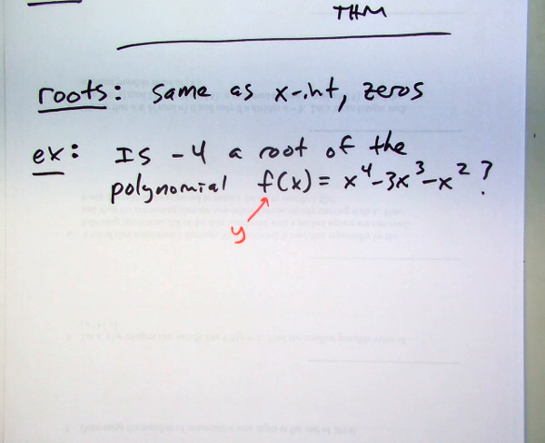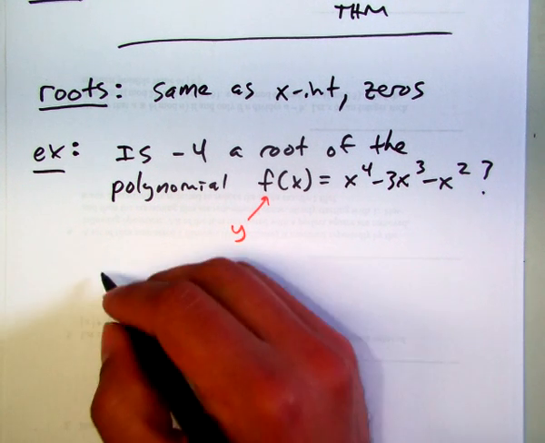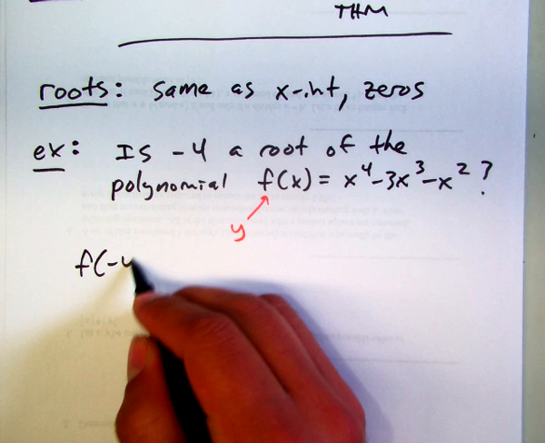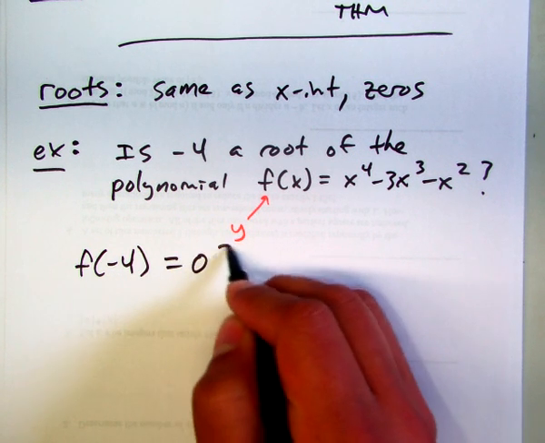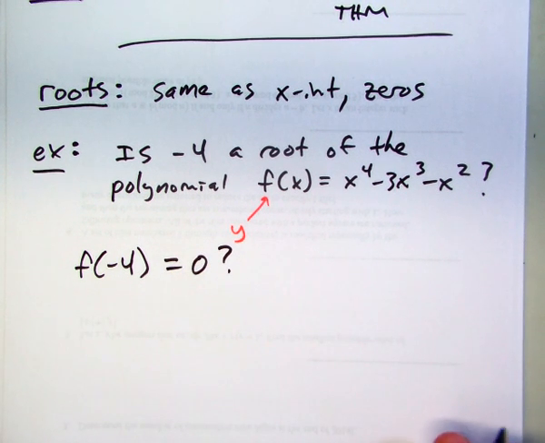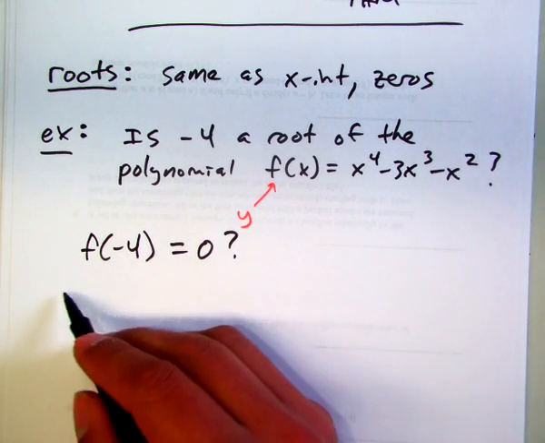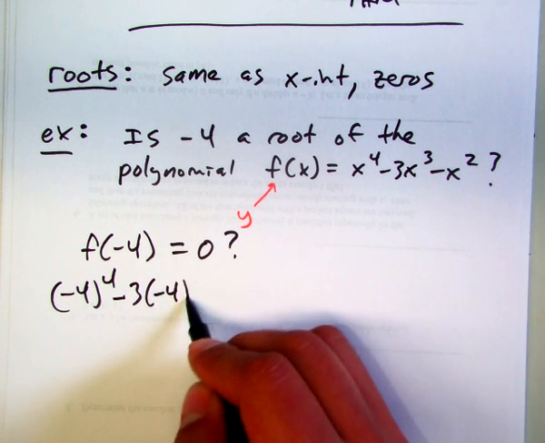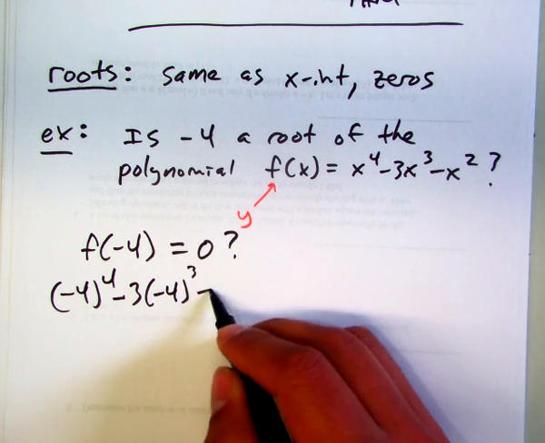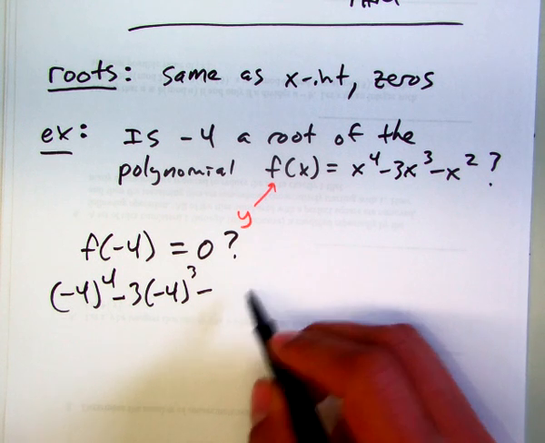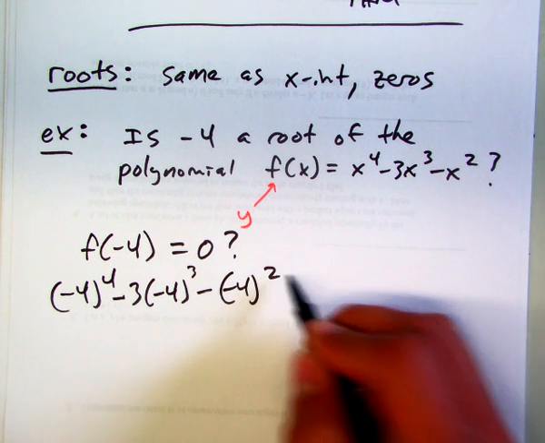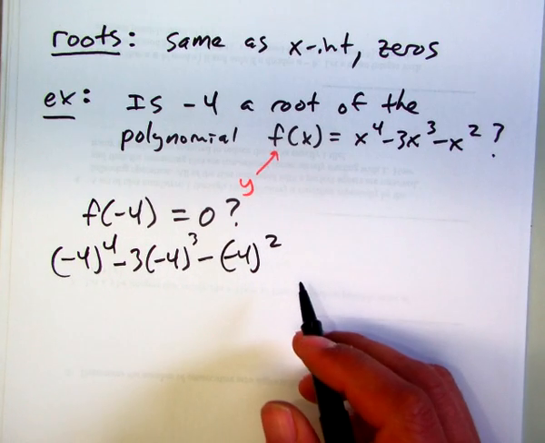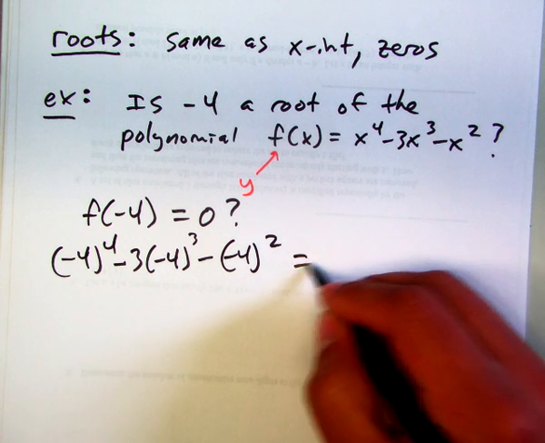Okay? So let's check it out. f of negative 4 has to equal 0. That's the question. If it's a root, it's got to equal 0. If I plug it in, negative 4 to the 4th power minus 3 times negative 4 to the 3rd power minus negative 4 squared is what it would look like. We want to know if this equals 0.